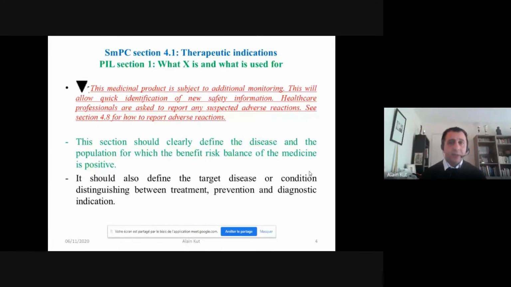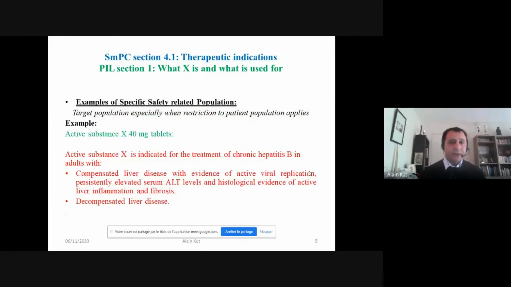Then in this section, we define the disease and the population for which the benefit-risk balance of the medicine is positive, coming from clinical trials. We need to clearly make the difference between treatment for clinical diagnosis, or prevention, such as vaccine, or diagnosis, in case of a contrast agent, for instance. An example in this section may be a restriction to a patient population.